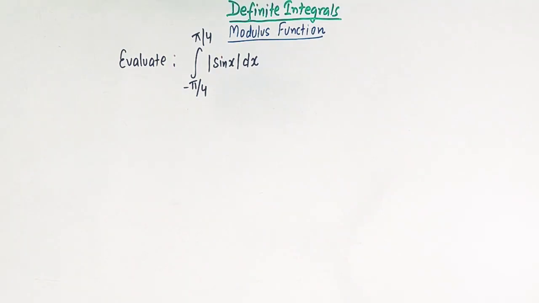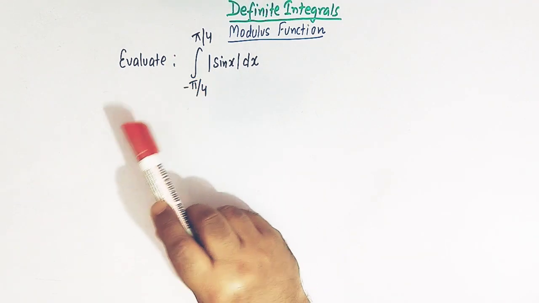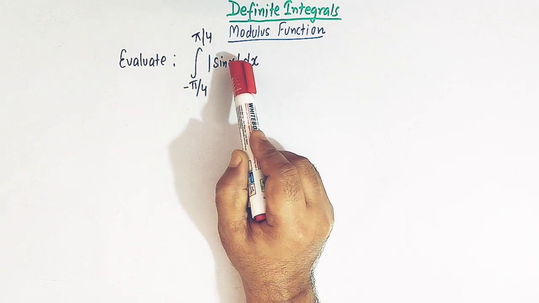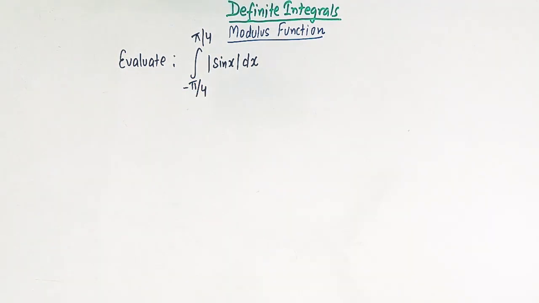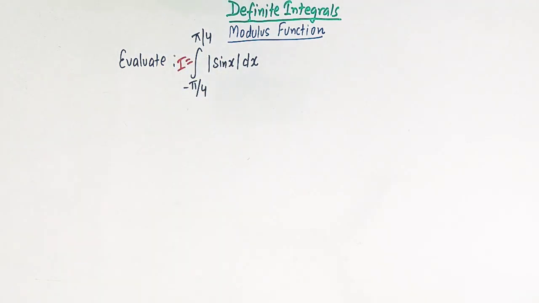Hello viewers, in today's class we are going to discuss yet another important and very conceptual problem from definite integrals involving modulus function. Here we have to find the value of this definite integral from minus pi by 4 to pi by 4, and the integrand is mod of sine x. So let us start. Let us first call this integral I.